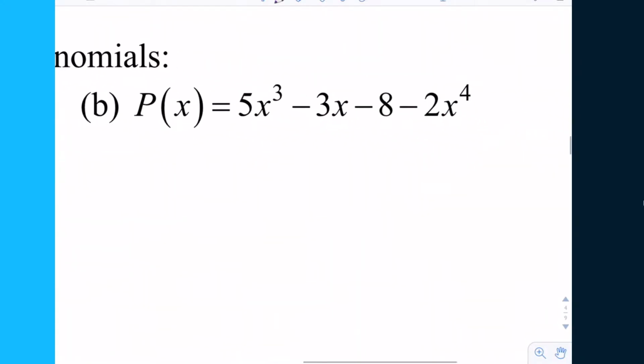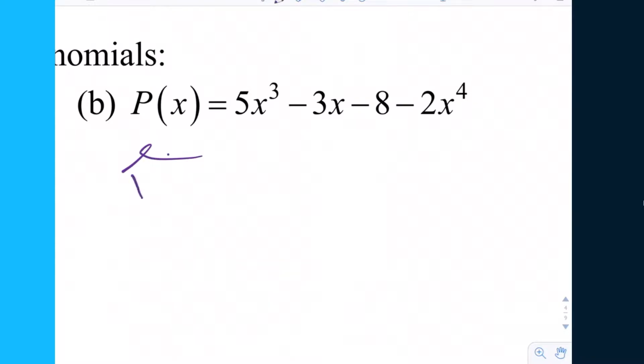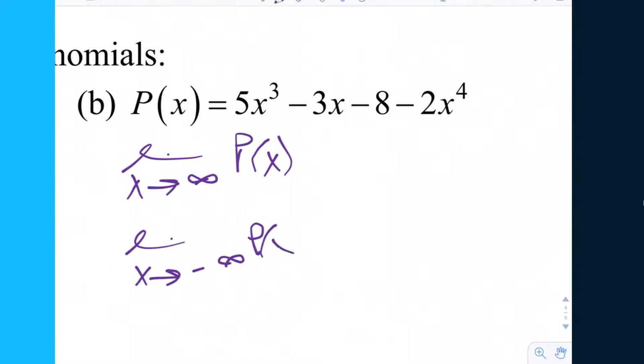Okay, cool. Letter B. I'm going to go ahead and write it out. The limit as x goes to infinity of big P of x, and the limit as x goes to negative infinity of big P of x. What's the degree of this polynomial? 4. So the leading term is negative 2x to the 4th, and the leading coefficient is negative 2.